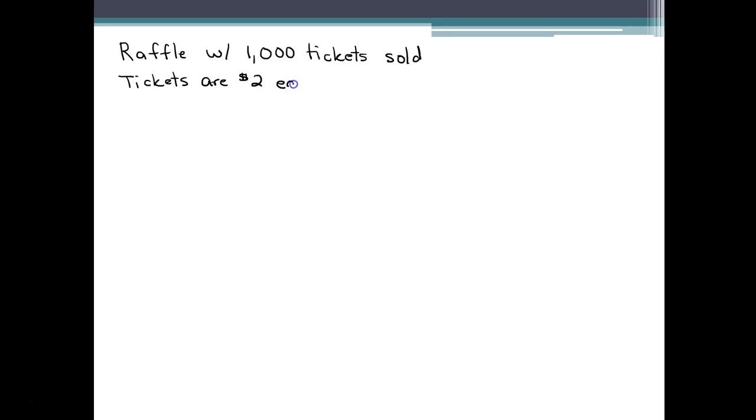Okay, so for example, let's say you have a raffle. And this is number 22 in the current text. All right, we have a raffle with 1,000 tickets being sold. In that raffle, tickets are $2 each. One prize of $600. There's a gal named Rena who purchases one ticket. Determine her expected value.